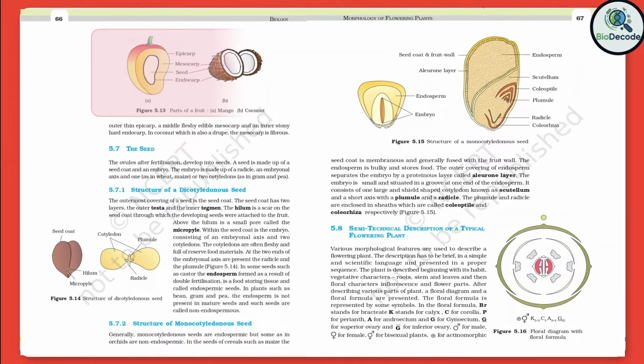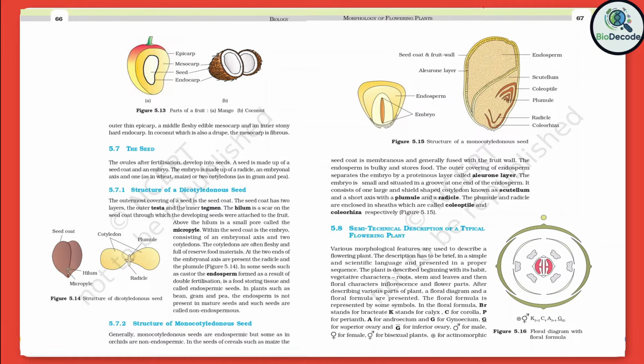Figure 5.13. Parts of a fruit. This figure compares two fruits: A. Mango, a fleshy, single-seeded fruit, a drupe, showing exocarp, mesocarp, and endocarp layers. B. Coconut, a fibrous fruit, a drupe with a hard endocarp protecting the seed. The figure highlights the structural diversity of fruits and their adaptations for dispersal.